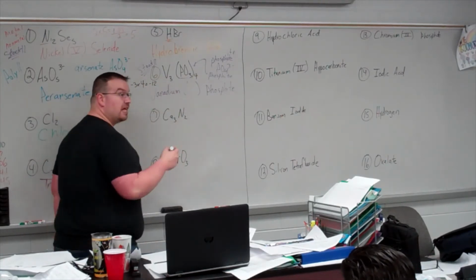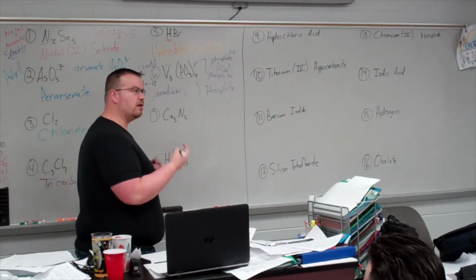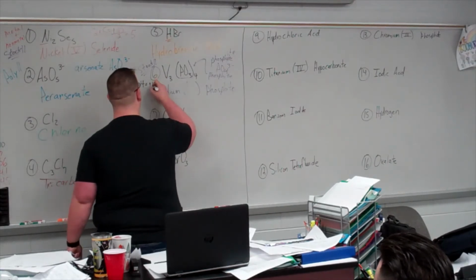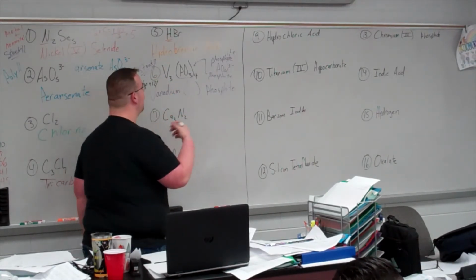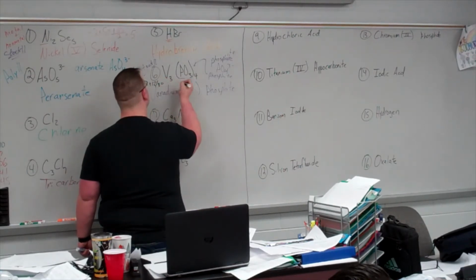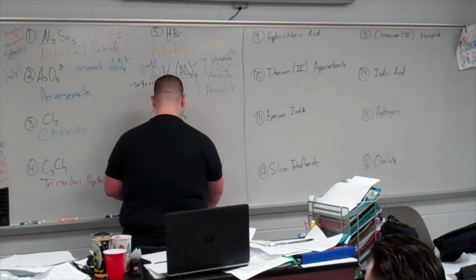-12. That's the overall negative. What's the overall positive got to be? Positive 12. So what do I do? Just change from a negative to a positive, and then we divide by how many vanadiums we got, which is positive 12 divided by 3 is 4. So we know our charge is now 4.